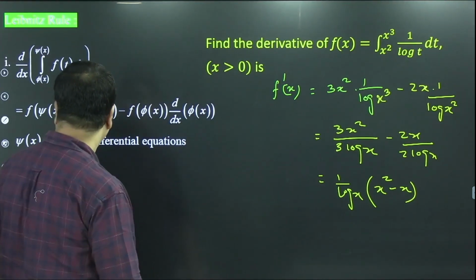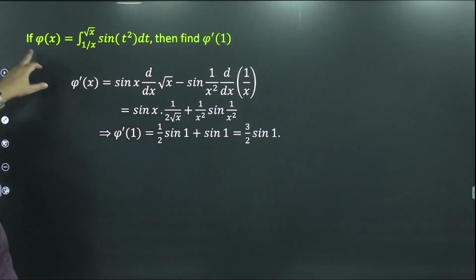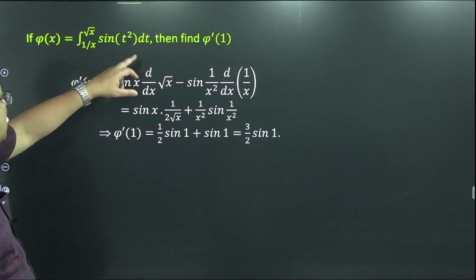Next, one more application of the Leibniz theorem. If phi x equals this, then find phi dash.